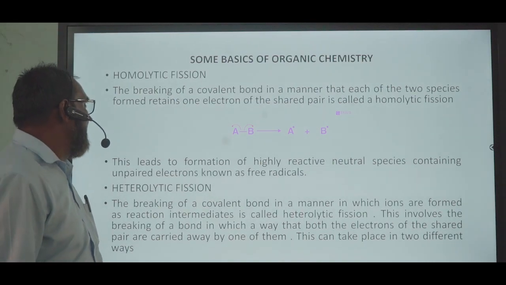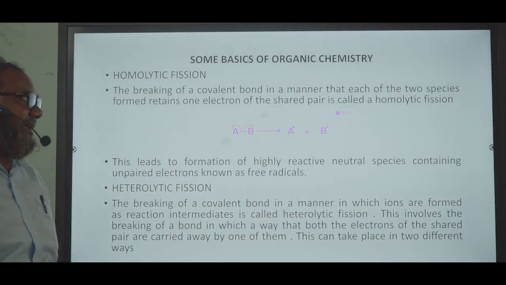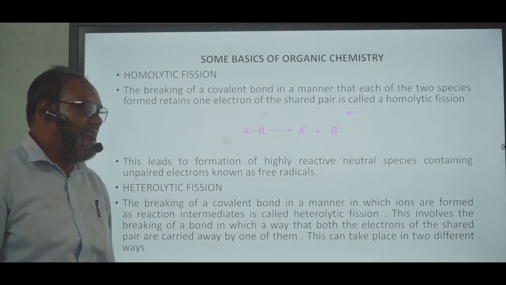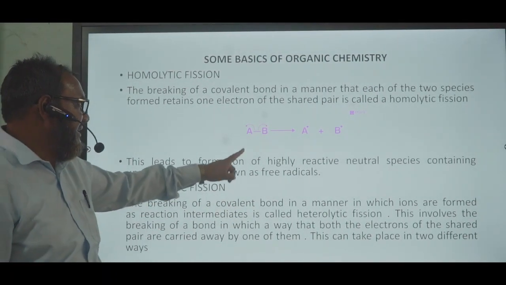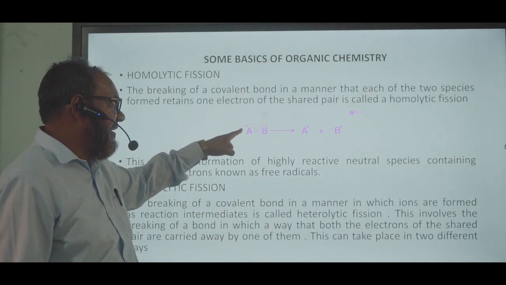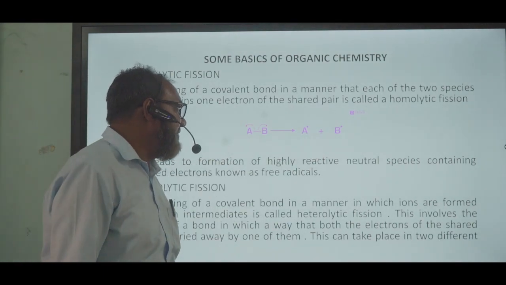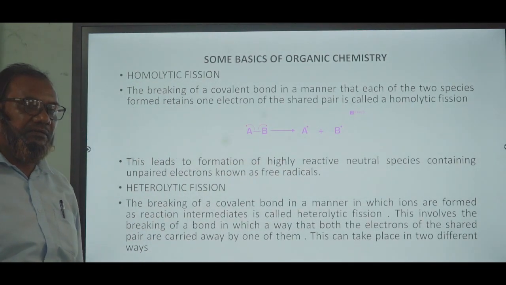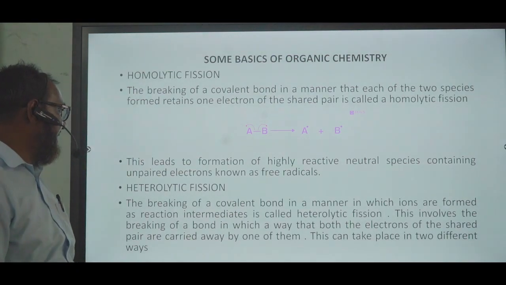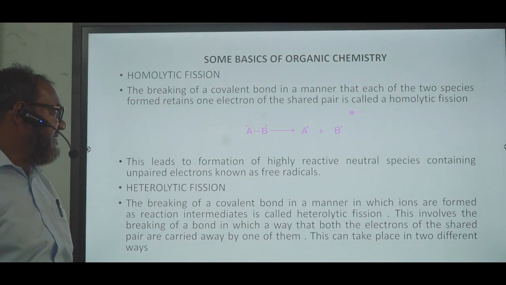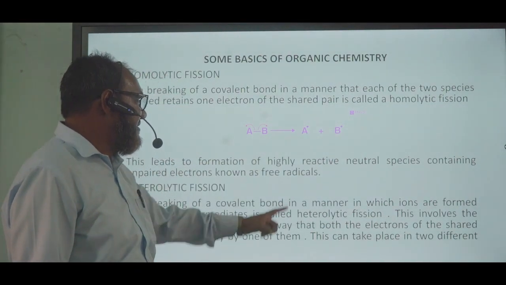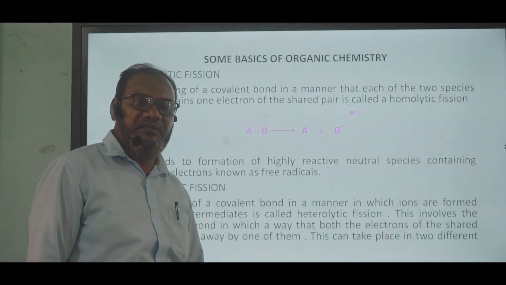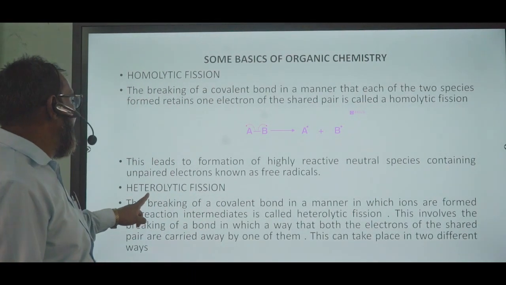Homolytic fission is the breaking of a covalent bond in a manner that each of the two species formed retains one electron of the shared electron pair. In this case, each atom carries one electron each, so this will give A radical and B radical. That is, this leads to formation of highly reactive neutral species containing unpaired electrons, known as free radicals. This homolytic fission takes place in presence of heat, light, or in presence of peroxides.